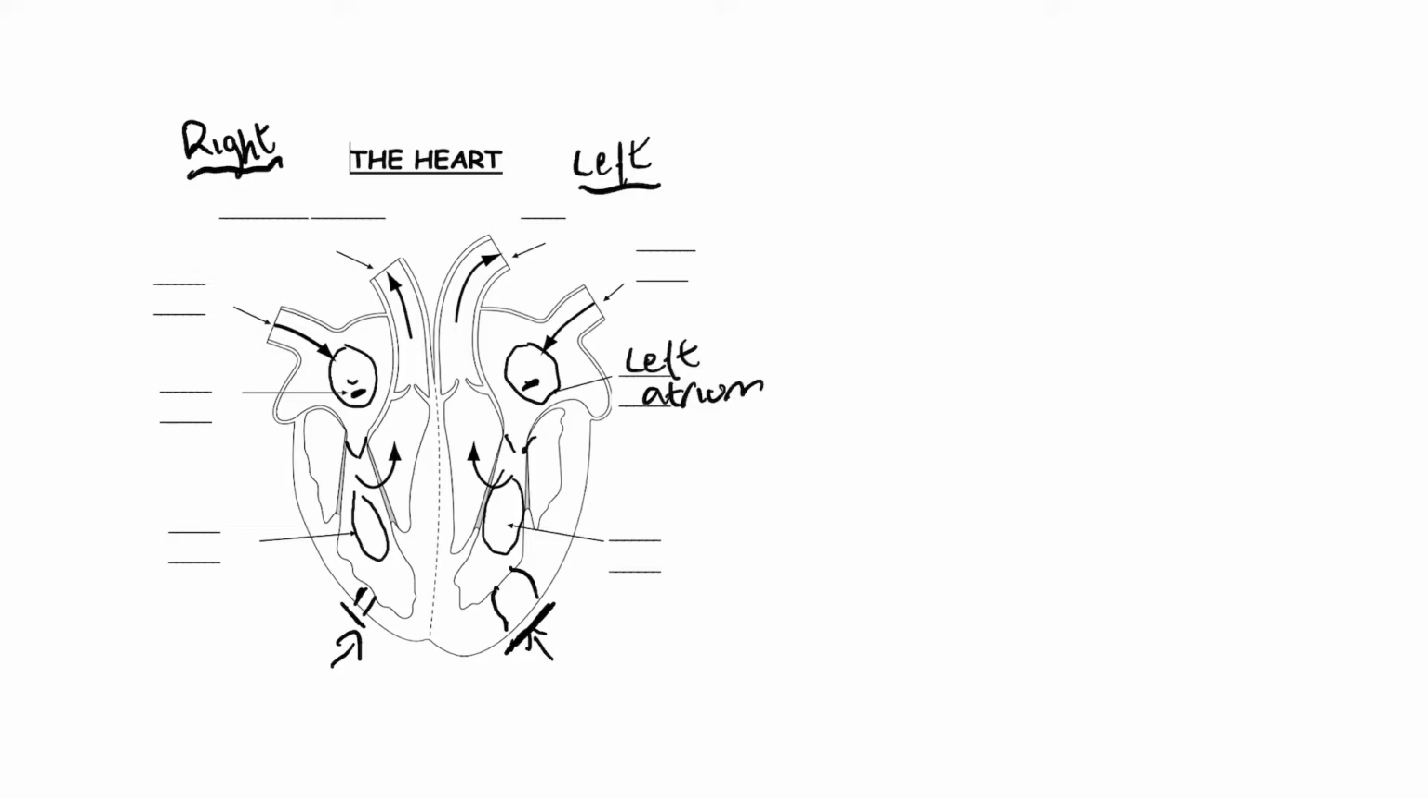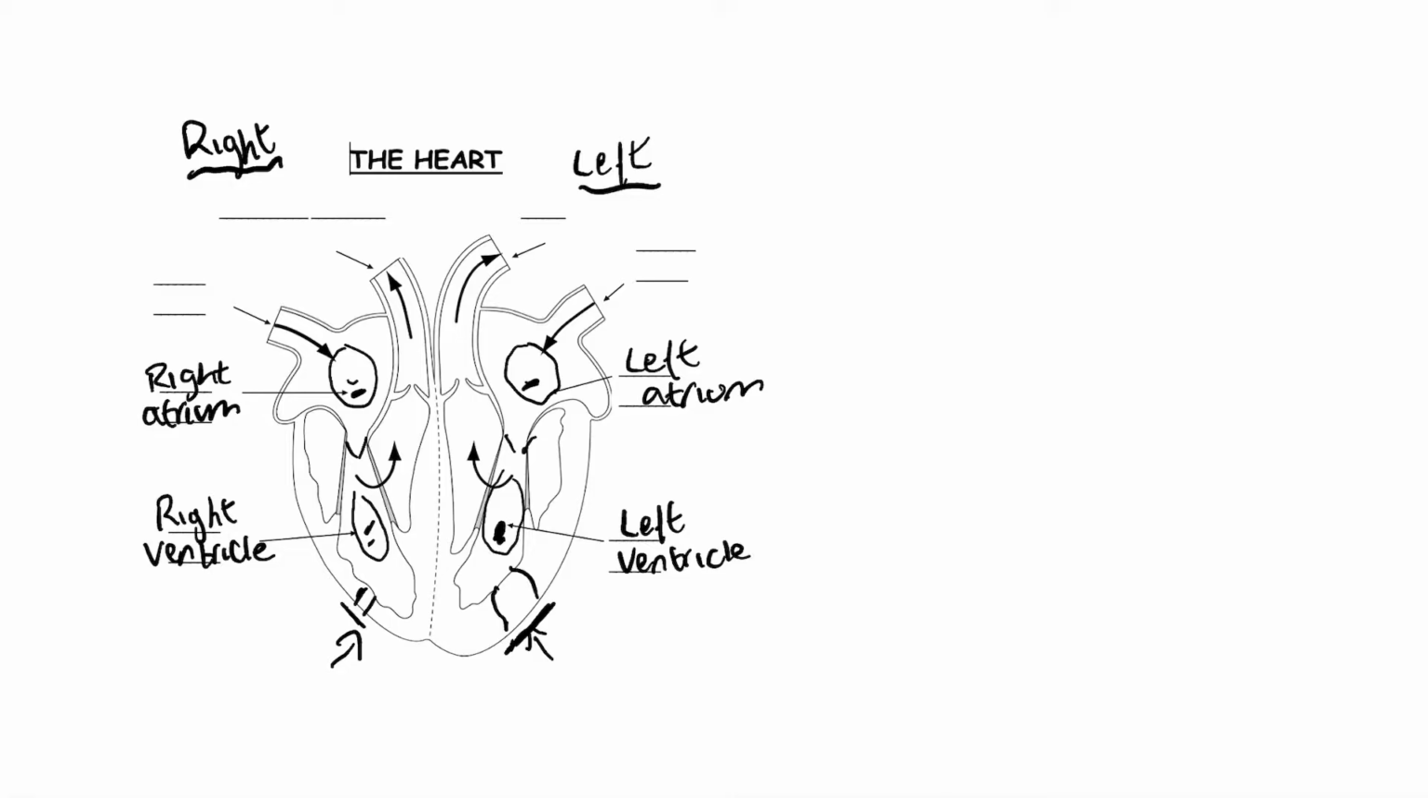Now the 2 chambers at the bottom are called our ventricles, and again this chamber here is on the left, so we call it the left ventricle, and this one here is on the right, so we call it the right ventricle. Okay, so we've got our left and right atrium at the top and our left and right ventricles at the bottom. So there are 4 chambers that we need to remember.